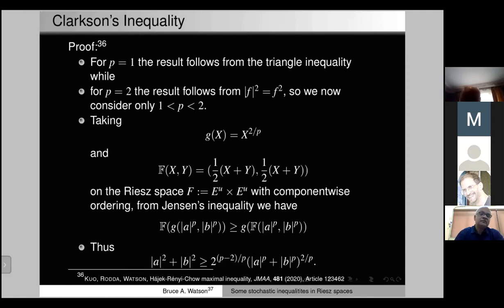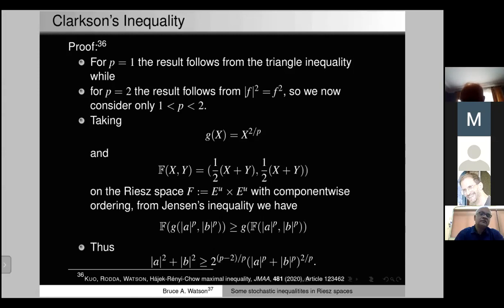Well, this is the only proof I'm going to do in this talk. We take g in Jensen's inequality applied to x to be equal to x to the 2 over p. This has the required properties because p is between 1 and 2. We take our conditional expectation operator to act on the product space given here. It's just a product of E U with E U, the space F, with component-wise ordering. And our conditional expectation operator just averages the two components.